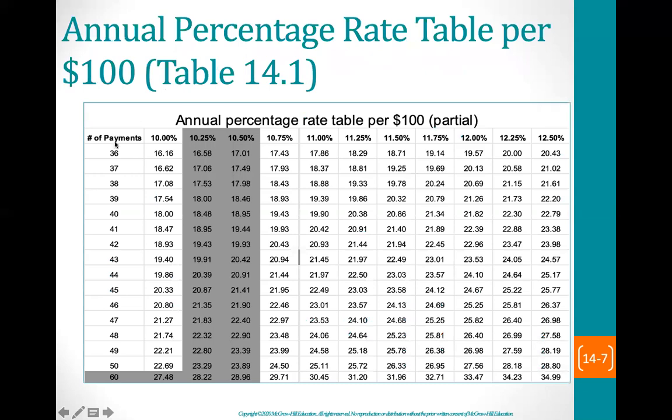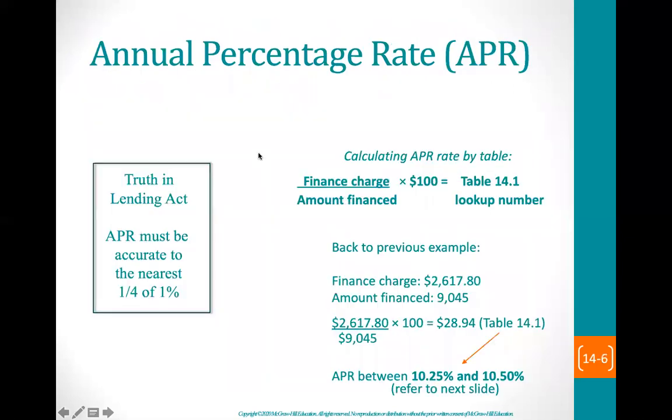Remember, we were making 60 payments, and we're going to go to the right until we find the 2 numbers that 28.94 falls between: 28.22 and 28.96. So the APR is between 10.25 and 10.5%. That's how you would list it. The APR is between 10.25 and 10.5%. If you remember in our example, we were told that the interest rate is 10.5.